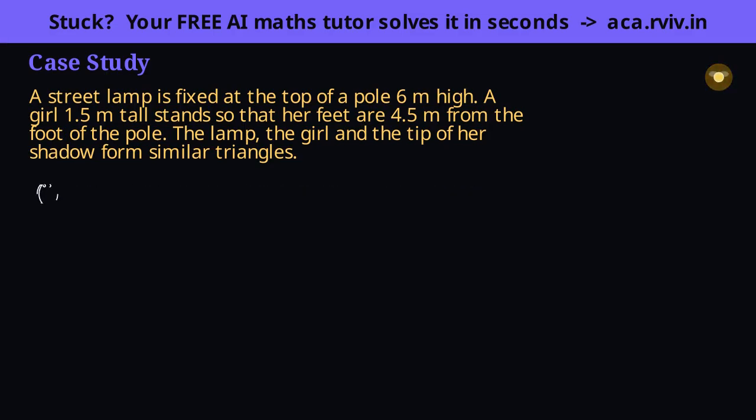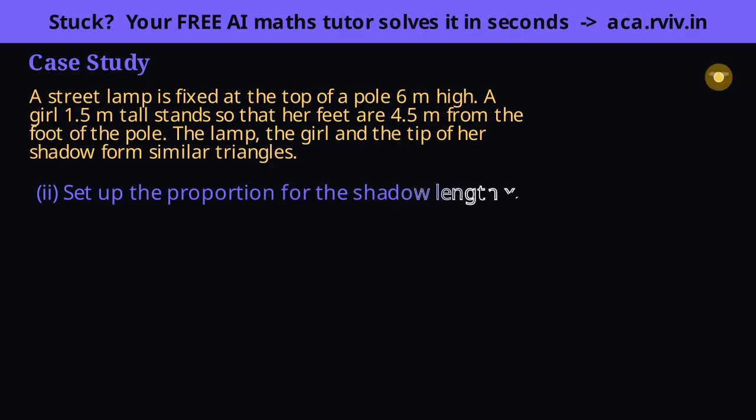Since the triangles are similar, height over base is the same fraction for both. That's the equation we'll build. The girl's base is just her shadow x. The pole's base runs from its foot all the way to the shadow tip, which is the 4.5 she stands away plus that same shadow x. Matching the two triangles, the pole's height over its full base equals the girl's height over her shadow base. 6 over 1.5 equals 4.5 plus x over x.